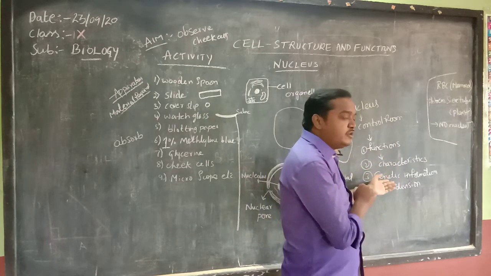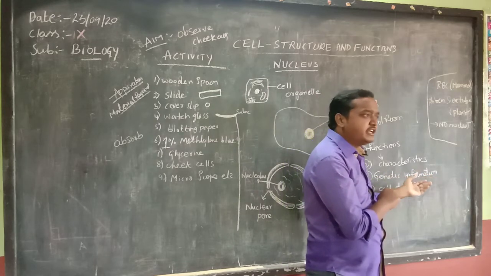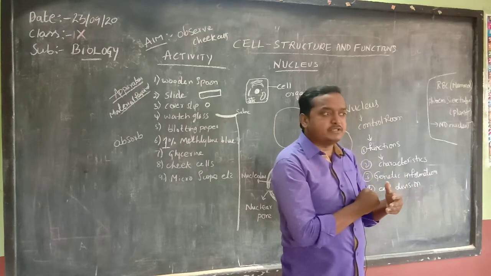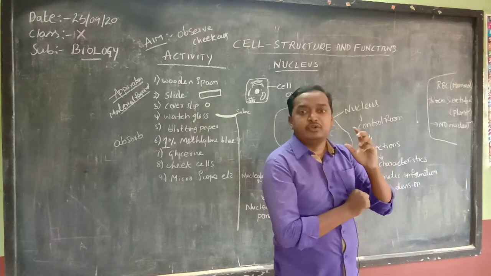Okay, what is there in the nucleus? Genetic information. Genetic information means chromosomes, genes, that will be there. What it will do means which color you need to get.